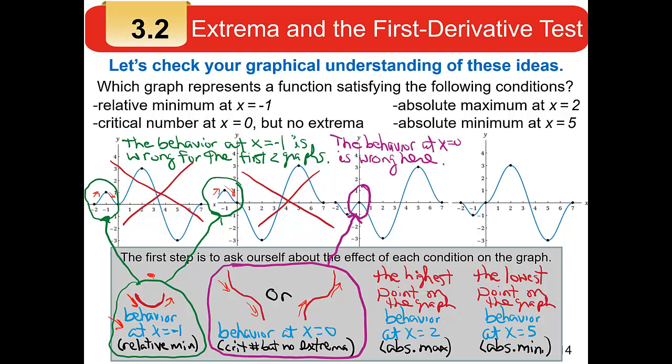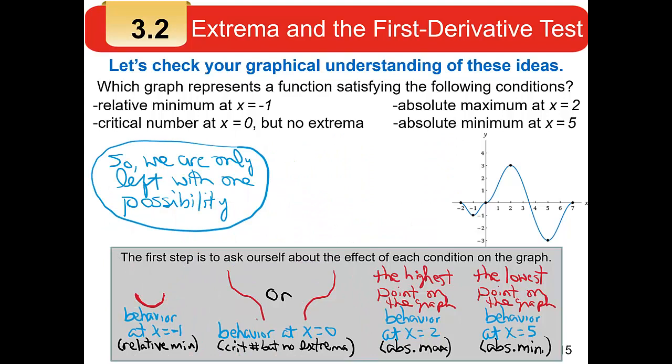What about the second condition? The second condition says that at 0 it either goes down, down, or up, up. But this graph shows at 0 going up and then down. That's not right. At 0 it's not supposed to do that. It's either going to be down, down, or up, up. So the second condition knocks out the third graph. Well, what do you think now? You've only got one choice.